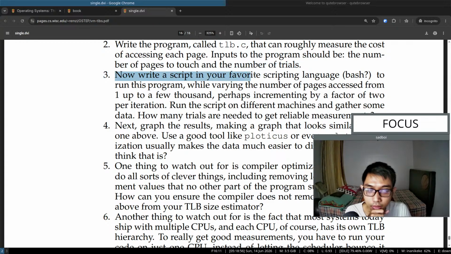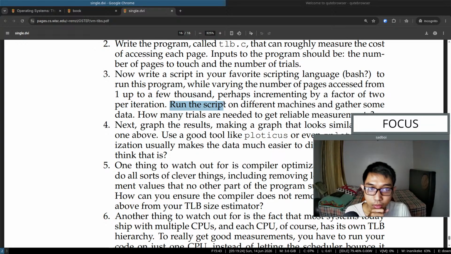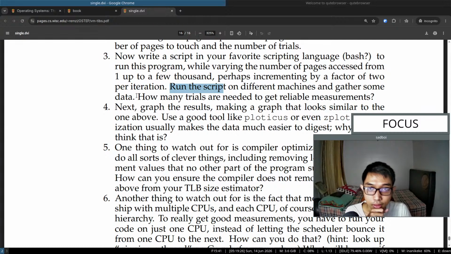Now write a script in your favorite scripting language. Best to run this program while varying the number of bits accessed from one up to a few thousand, perhaps incrementing by a factor of 2 per iteration. Okay, run the script on different machines and gather some data. How many trials are needed to get reliable measurement?